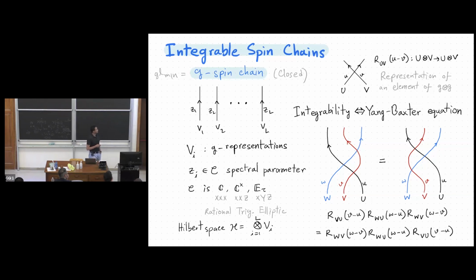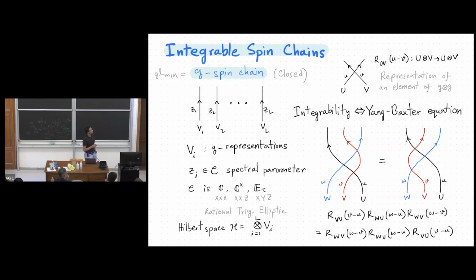One of the central objects of study in integrable spin chains is the R matrix, which acts on the tensor product of two representations, and it depends on the difference between the complex numbers associated to those representations. Everywhere when I say difference, I mean difference in the sense of these abelian groups, so they can be differences or divisions.